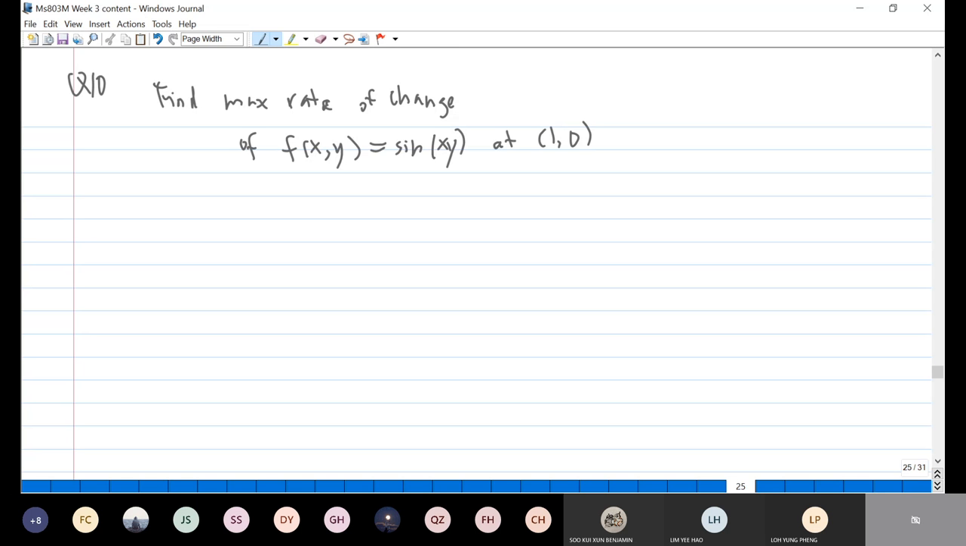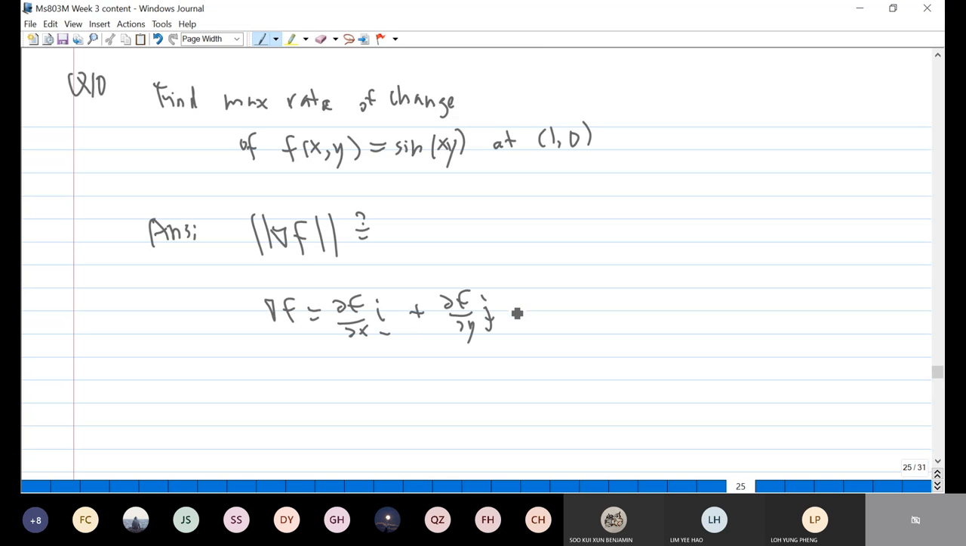Okay, so as you know, the maximum rate of change is what now? I just want to find the maximum rate of change. The answer is straightforward: you just find the gradient, and then find the length of this gradient first. So we know the gradient of f is the partial derivative with respect to x i, plus the partial derivative of f with respect to y j.